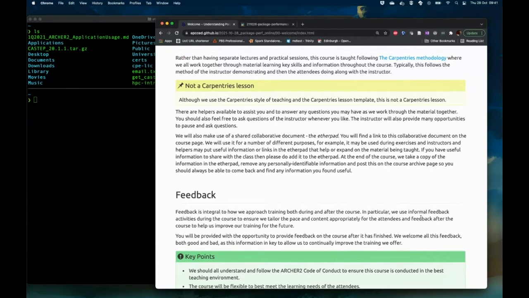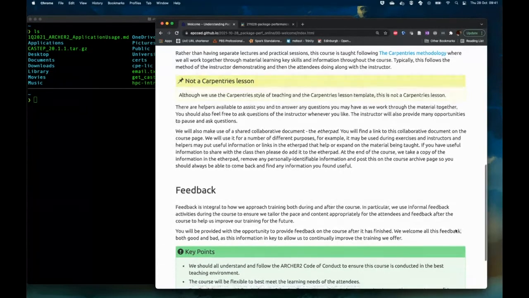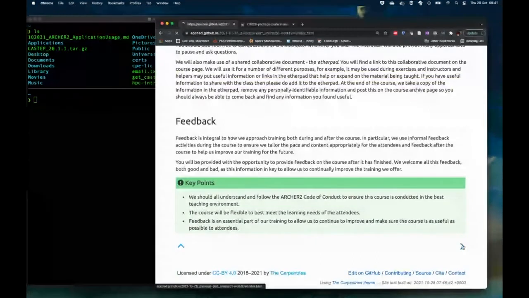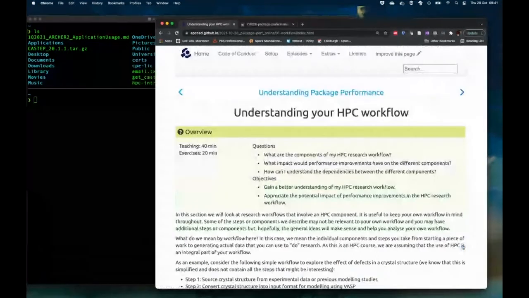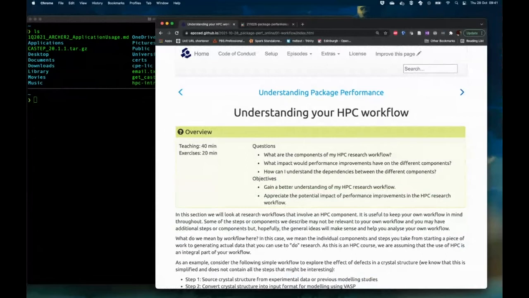Can I just check everybody's happy with where we are before we get started with the actual material? Or does anybody have any questions before we get started? No, I'm not hearing anything. So what we'll do is we'll just get started.